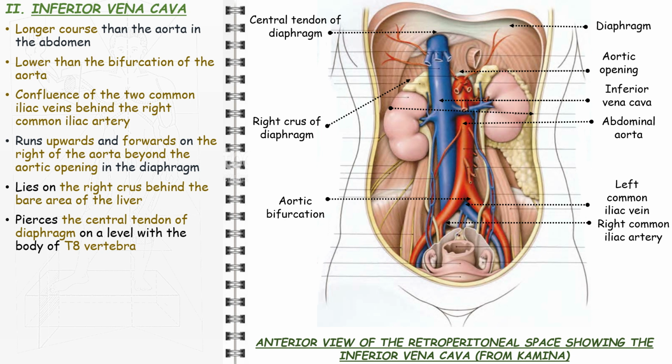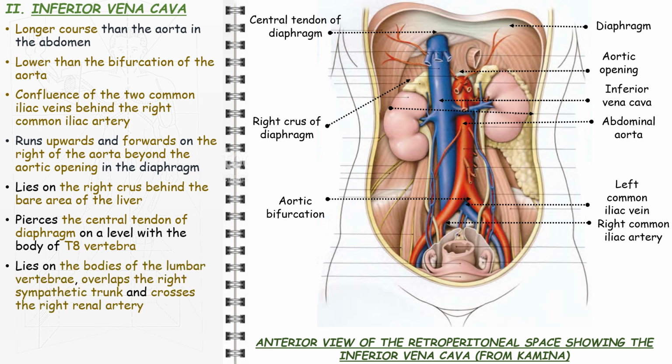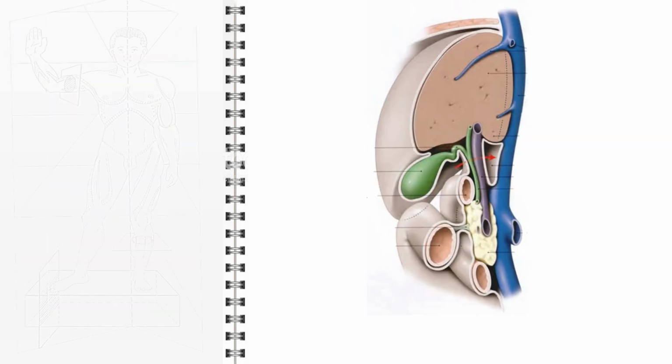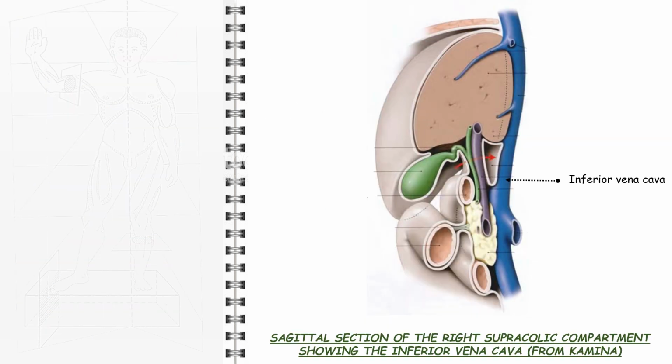It lies on the bodies of the lumbar vertebrae, overlapping the right sympathetic trunk, and crosses the right renal artery. Above this level it is separated from the right crus by the contiguous edges of the right suprarenal gland and celiac ganglion, and the right inferior phrenic artery. At its commencement below, its tributaries lie posterior to the aorta, while, higher up, it and its tributaries lie on a more anterior plane, a result of its development.